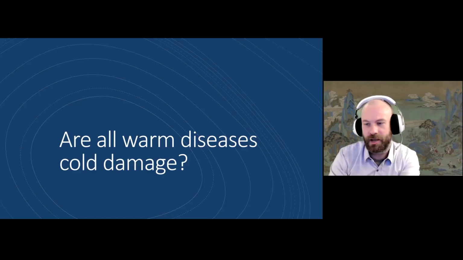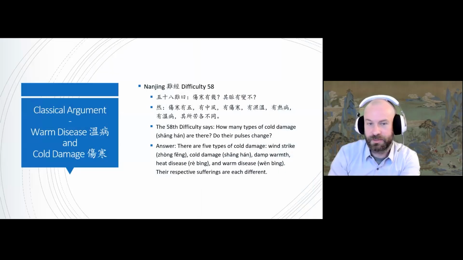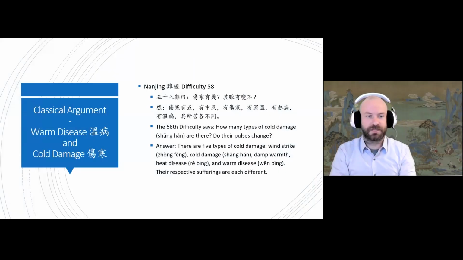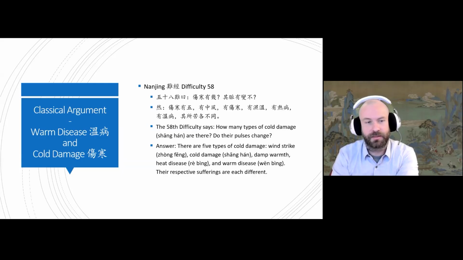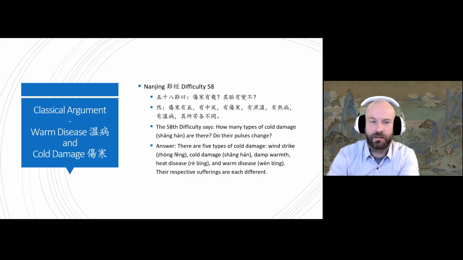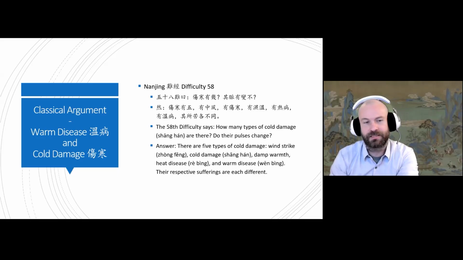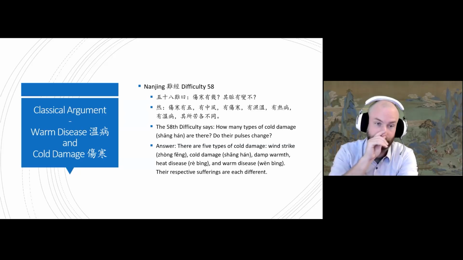And one of the most common arguments that I've seen is the discussion from Nanjing difficulty 58, which states, the 58th difficulty says, how many types of cold damage or Shanghan are there? And do their pulses change or not? The response is, there are 5 types of cold damage: wind strike or zhongfeng, cold damage, damp warmth, heat disease, and warm damage, wenbing. Their respective sufferings are all different.